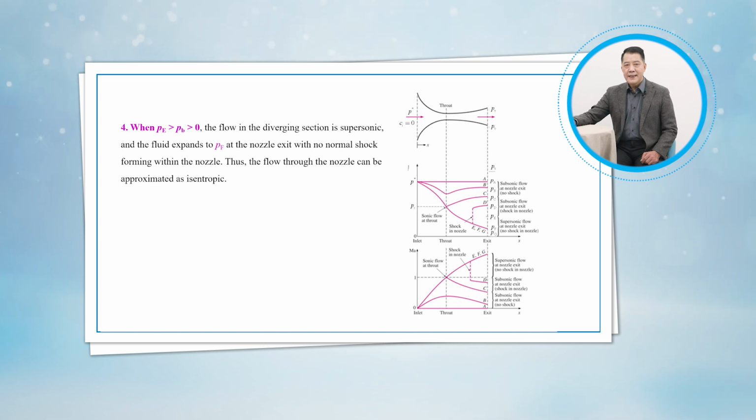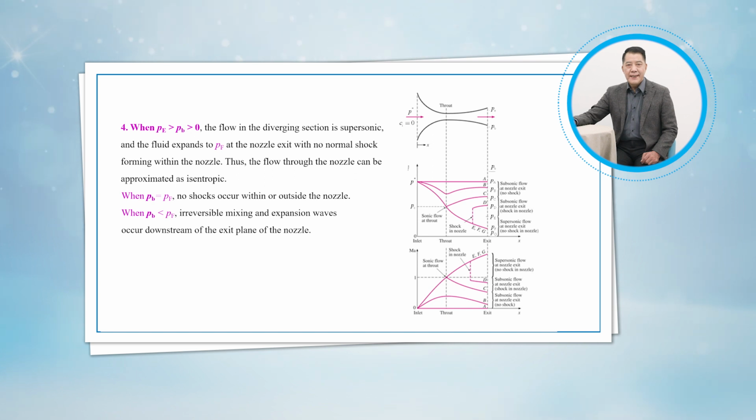Now, let's talk about the case where the back pressure is lower than PE. The flow in the diverging section is supersonic, and the fluid expands to PF at the nozzle exit with no normal shock forming within the nozzle. Thus, the flow through the nozzle can be approximated as isentropic. When PB equals PF, no shocks occur within or outside the nozzle.